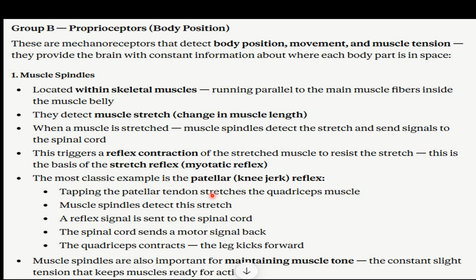Now let's see one example. The most classic example is the patellar knee jerk reflex. Tapping the patellar tendon stretches the quadriceps muscle. Spindles detect the stretch. A reflex signal is sent to the spinal cord. Then the spinal cord sends the motor signal back and the quadriceps contract. The leg kicks forward. So we can say muscle spindles are also important for maintaining muscle tone, the constant slight tension that keeps the muscle ready for action.